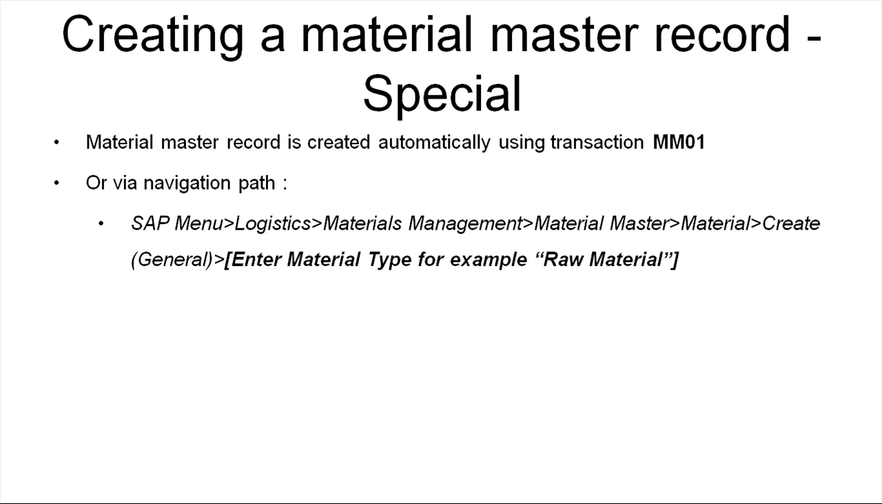However, it comes with a set of transaction codes for different material types. Alternatively, it can be navigated in order of SAP menu, logistics, materials management, material master, material, create, general, and finally enter the material type, for example, raw material for the ROH material type. A list of transaction codes for various material types is shown in the next slide.